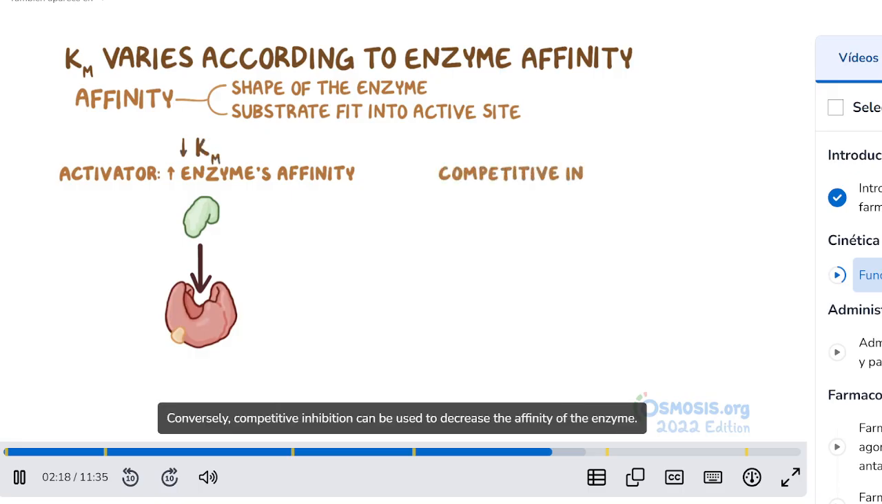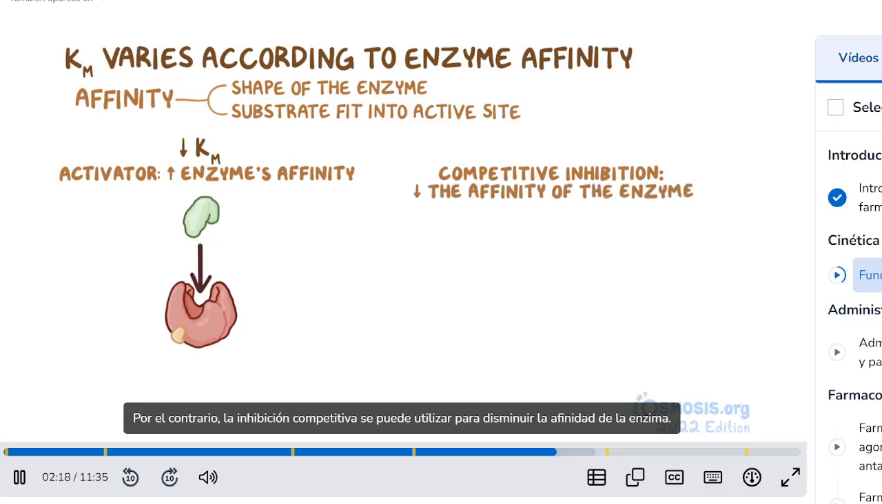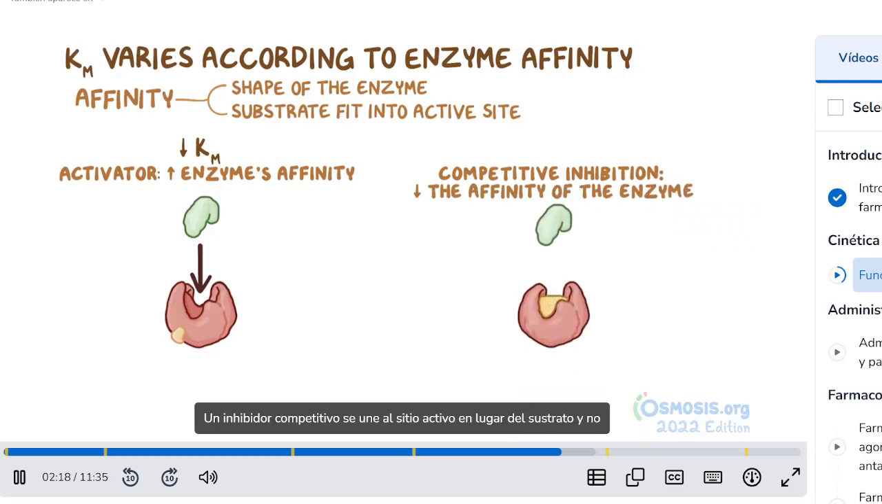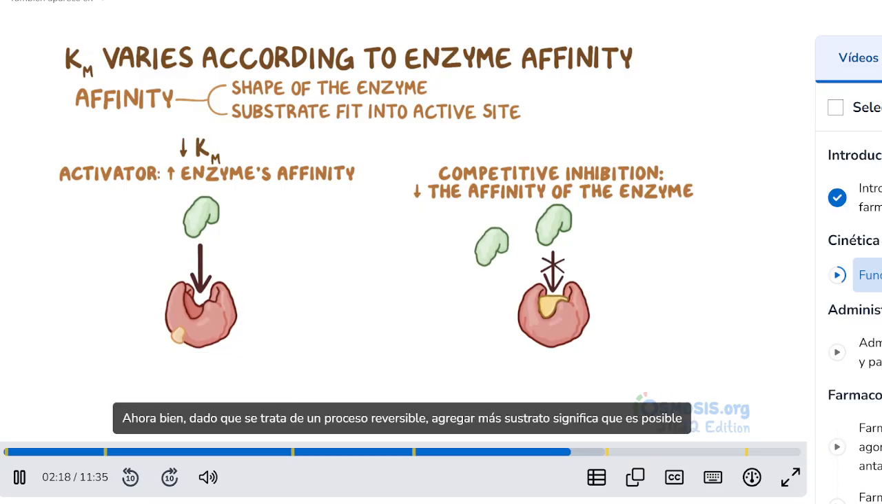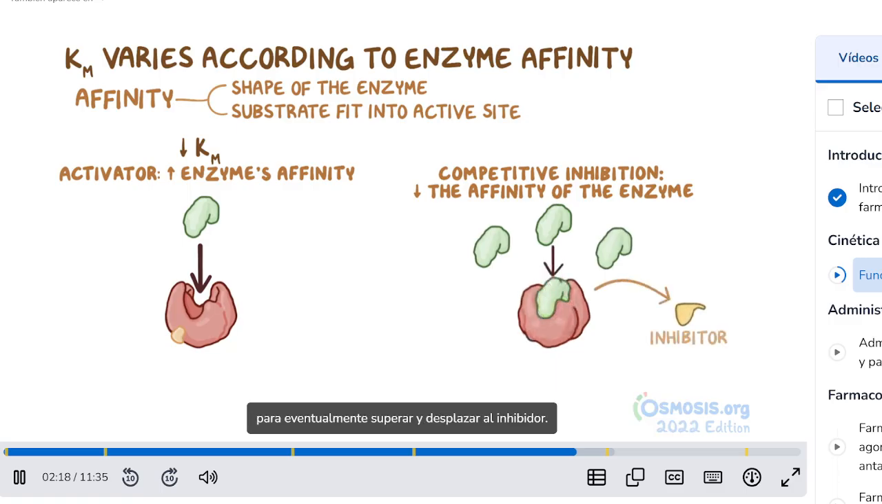Conversely, competitive inhibition can be used to decrease the affinity of the enzyme. A competitive inhibitor binds to the active site instead of the substrate, and usually doesn't get metabolized, blocking the enzyme. Now, since this is a reversible process, adding more substrate means that it's possible to eventually outcompete and displace the inhibitor, but this increases the Km.